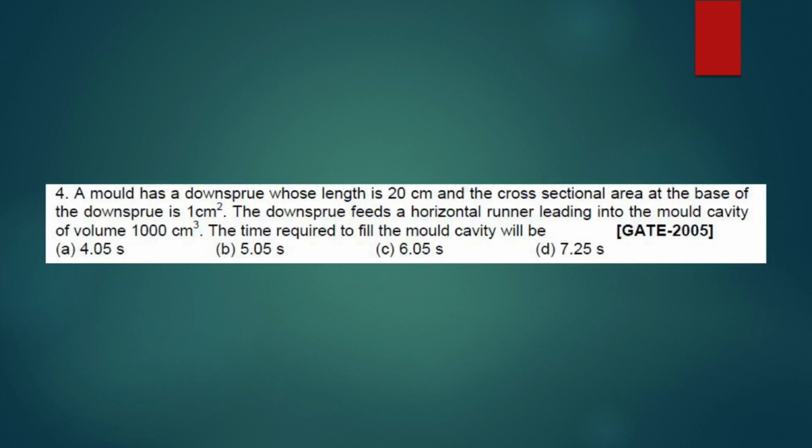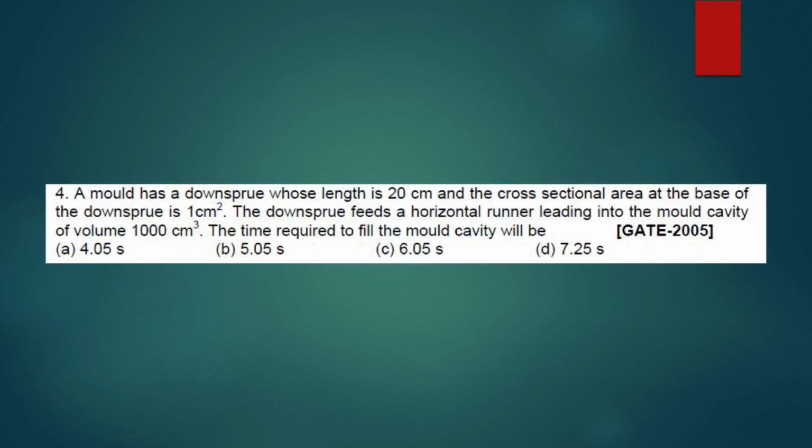Question is, a mold has a down sprue whose length is 20 cm and cross sectional area at the base of the down sprue is 1 cm square. The down sprue feeds a horizontal runner leading into the mold cavity of volume 1000 cm cube. The time required to fill the mold cavity is how much?